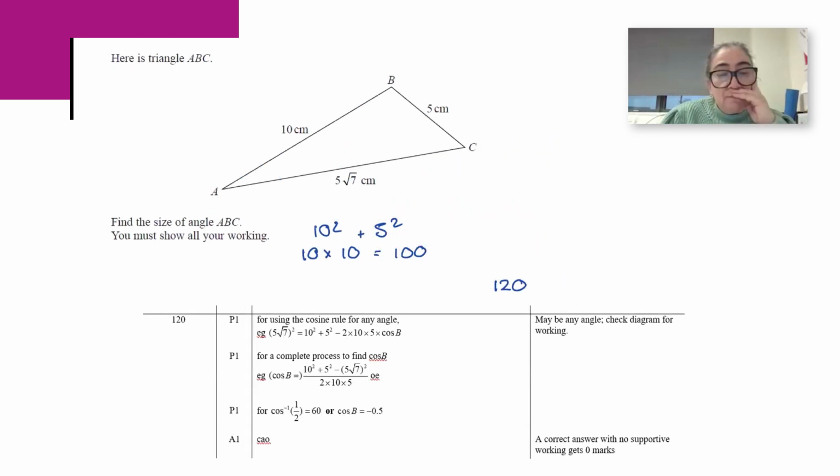Now this one, again, be really careful when you're looking at it. It does say the answer's 120. Somehow they've got 120, but it comes from incorrect working. Absolutely nothing, because they haven't used the cosine rule at all. When you're marking loads of them, it's really easy to fall into the trap of, I'm just looking for 120.